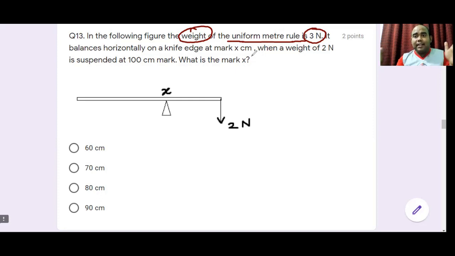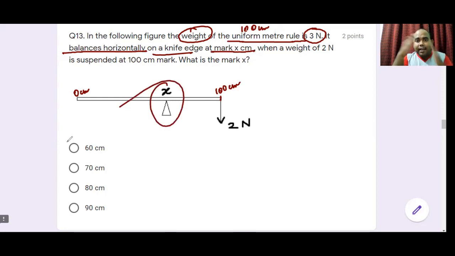तो ये 1 मीटर का रूल है, यानी ये 100 सेंटीमीटर का रूल है. यानी this point is 0 centimeter and this point is 100 centimeter. So you can see at 100 centimeter a force of 2 Newton is being suspended. Now it balances horizontally, ये पूरी अच्छी तरह से बैलेंस कर रहा है on a knife edge. नाइफ एज कहां पे है? At mark x. तो फिगर में देखो, x मार्क पे एक नाइफ एज है.